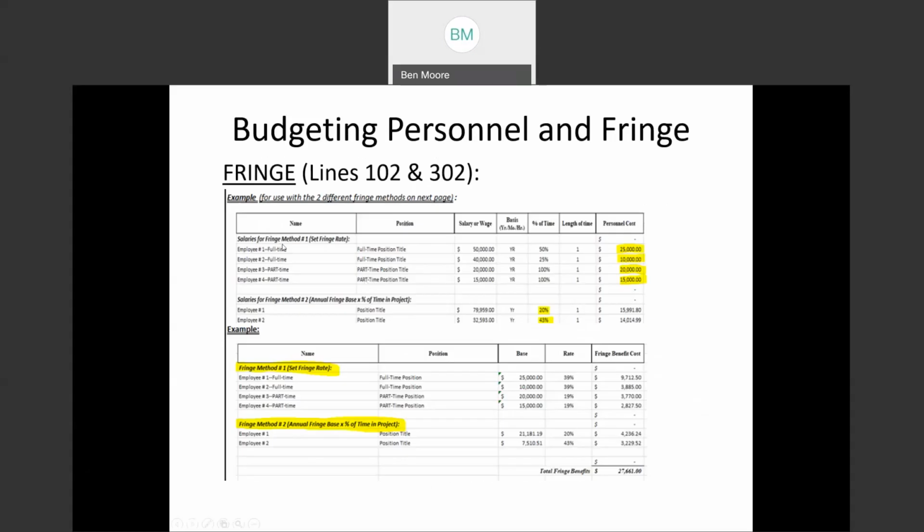In the first scenario, you would take this employee one, their percentage or their amount of the salary charged to this grant is $25,000. Down here in the fringe category, you would carry down this $25,000 to the base. So you would have the same employee listed, their base is 25, and then you would apply the standard fringe percentage. So in this case, 39%. So you would bring down their full salary, charge the 39% fringe rate to get a total cost.